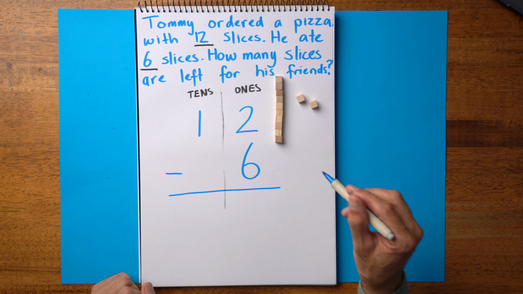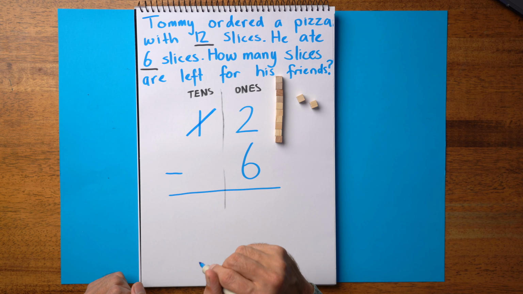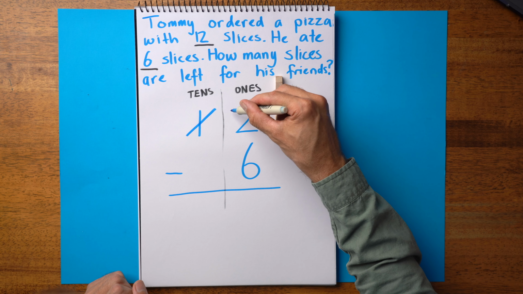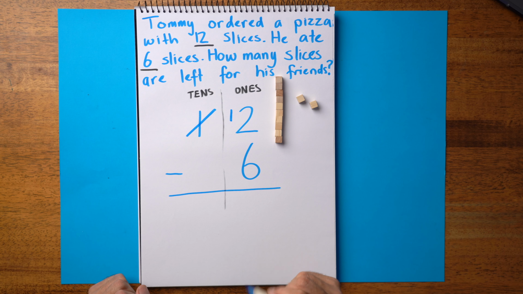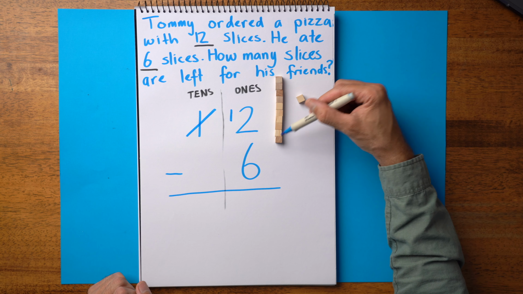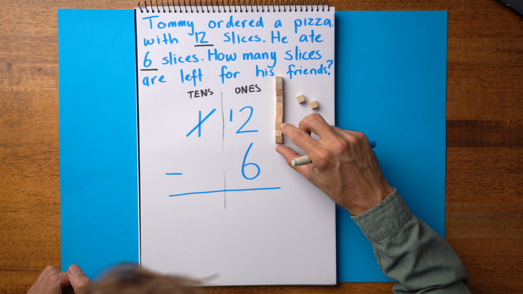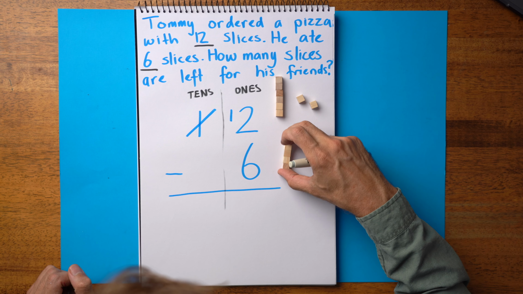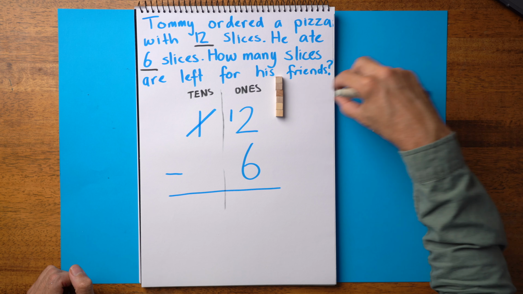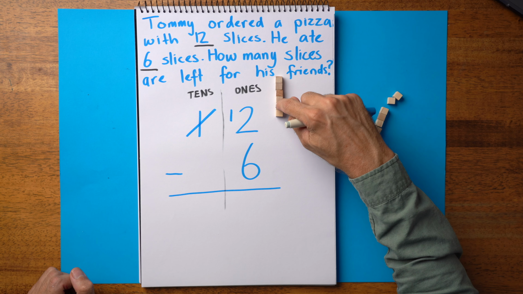Now I'm going to make a little change on my page to show what I've just done. I don't have any 10s anymore, so I'm going to get rid of the 10s. But I now have 12 1s: 1, 2, 3, 4, 5, 6, 7, 8, 9, 10, 11, 12. If I take away 6, I'm going to have 1, 2, 3, 4, 5, 6. That's going to leave me with 1, 2, 3, 4, 5, 6.